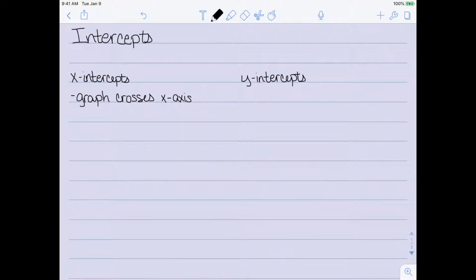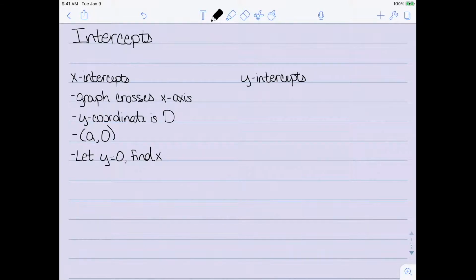Since we're crossing the x-axis, we haven't moved up or down any, so the y-coordinate must be 0. Since we know the y-coordinate is 0, we can say that these are of the form (a, 0). So when we're given a general equation, we'll find these by letting y be equal to 0. So we just let y be equal to 0, and then we find the value for x.